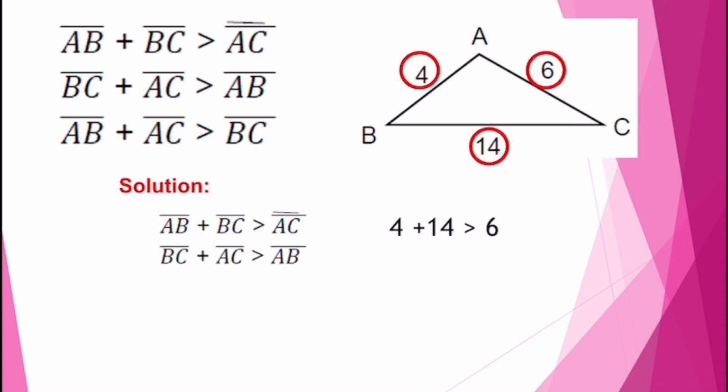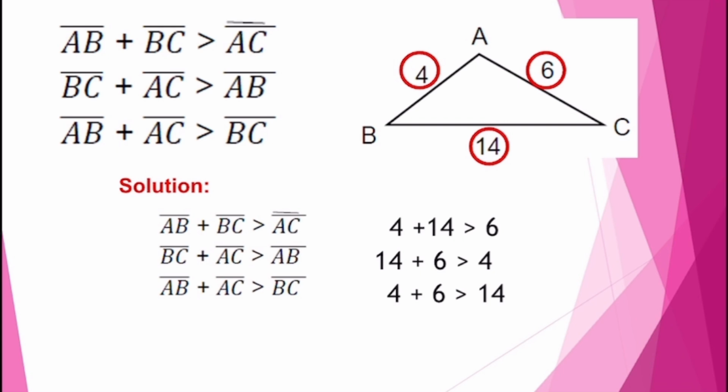Next, line segment BC plus line segment AC is greater than line segment AB. Again, let's substitute the measures of the sides. The measure of line segment BC is 14 plus the measure of line segment AC is 6 is greater than line segment AB, which is 4. And for our last, line segment AB plus line segment AC is greater than the measure of line segment BC. If we substitute the values, the measure of line segment AB is 4, the measure of line segment AC is 6, and the measure of line segment BC is 14.